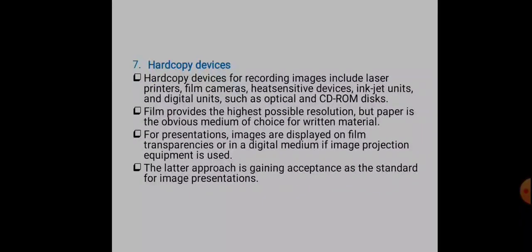Next, hard copy devices. Hard copy means you are going to take a printout of those images. Hard copy devices for recording images include laser printers, film cameras, heat sensitive devices, inkjet units, and digital units such as optical and CD-ROM disks. These are some of the hard copy devices available in image processing components.